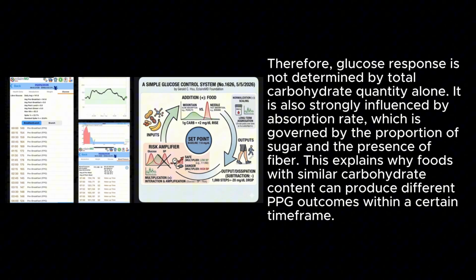Therefore, glucose response is not determined by total carbohydrate quantity alone. It is also strongly influenced by absorption rate, which is governed by the proportion of sugar and the presence of fiber. This explains why foods with similar carbohydrate content can produce different PPG outcomes within a certain time frame.